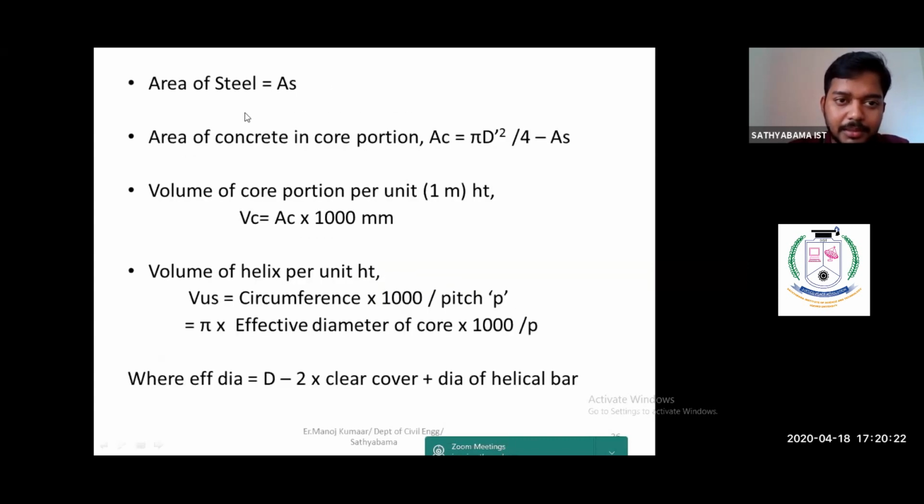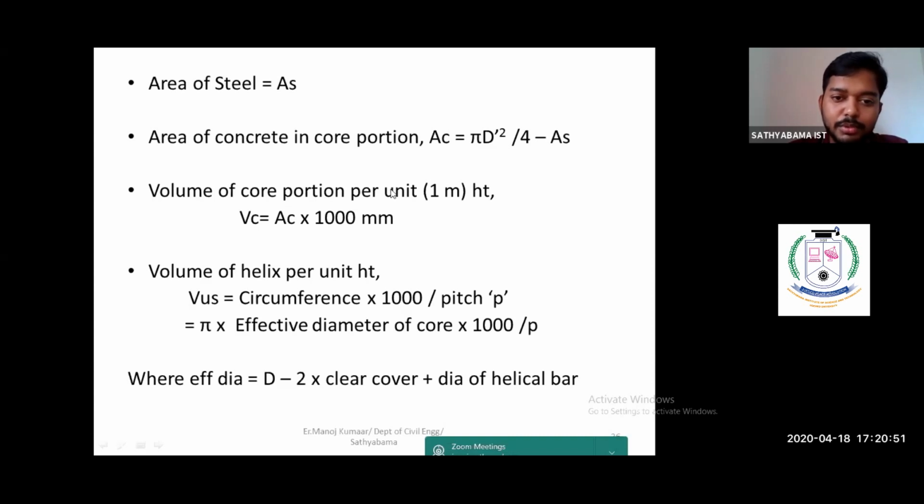Now, sometimes area of steel is represented as AS and sometimes as ASC. AS means general area of steel. ASC means area of steel that is withstanding the compression. Next, AC. What is AC? Area of concrete in core portion. Core portion means we need to consider core diameter. It is pi D dash square by 4, and you are going to deduct the area of steel.